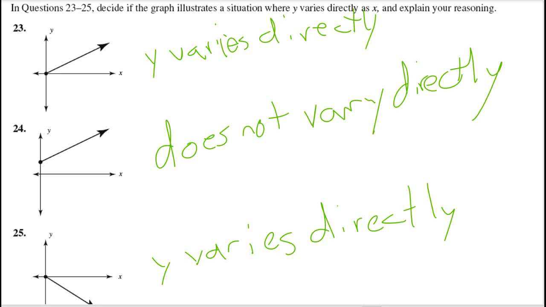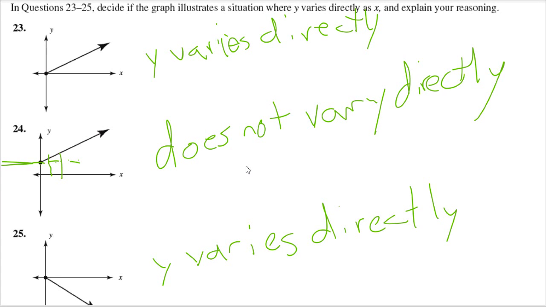It does not vary directly because it does not start at 0. If I have this point and I double it, I haven't doubled y because they both include this constant value at the beginning. So 24 does not vary directly because it has the y-intercept. Okay.